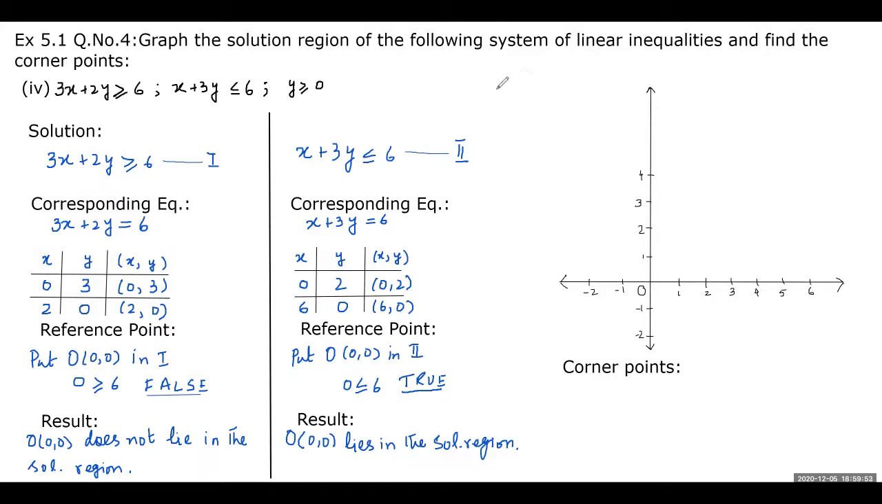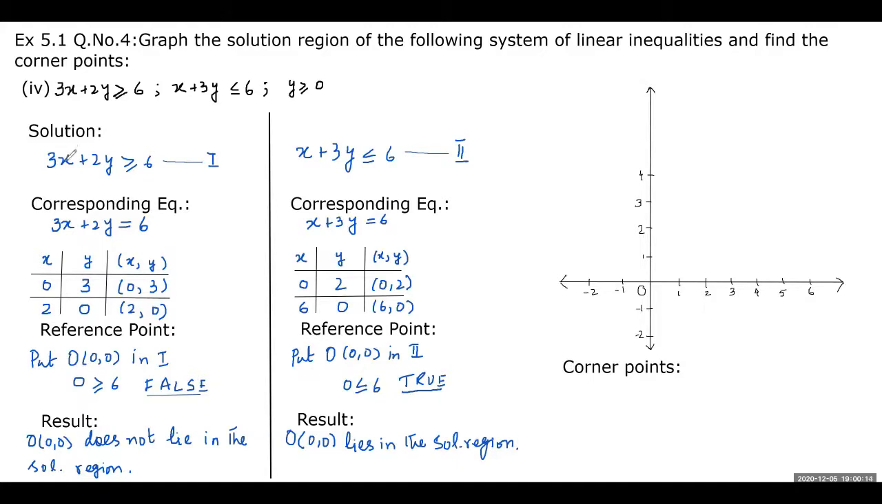Bismillahirrahmanirrahim. Exercise 5.1. Question number 4. Graph the solution region of the following system of linear inequalities and find the corner points in each case. The given inequalities are 3x + 2y ≥ 6, x + 3y ≤ 6, and y ≥ 0.